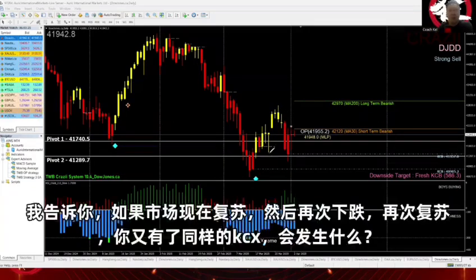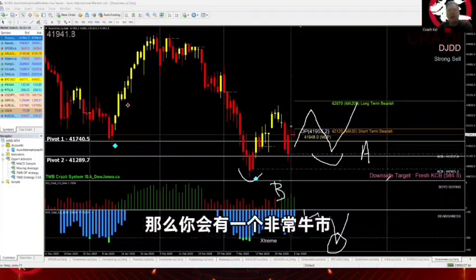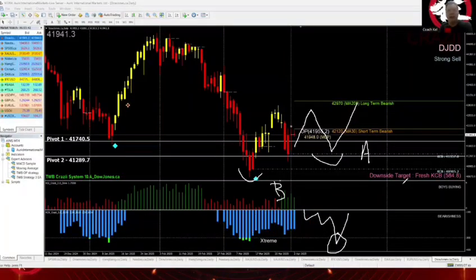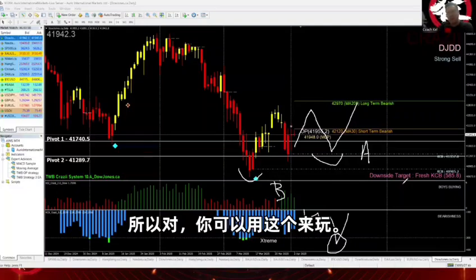Very simple. I'll tell you what happens. If the market now recovers and then goes down again and recovers again, and you have the same KCX blinking again, but this time round your A is here, your B is here, then you have a very bull market. So from bear market it turns to bull market. Understand? That's how it works. So for day chart trading, you can just use this to play around. Just use the low, don't use the high.